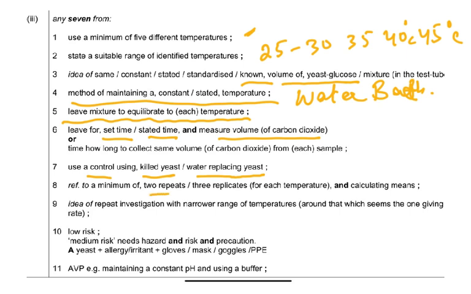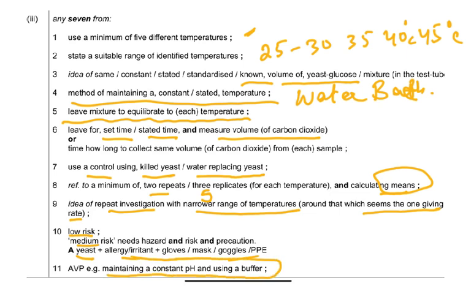Minimum, I don't like this. I say always repeat 5 times for each temperature and calculate the mean. That's the important word that you're supposed to be talking about. Repeat investigation with narrower range of temperatures around which seems the one giving the maximum rate. Then low risk or medium risk, I always say, because of the yeast and allergy, gloves and all that. Then you can use a buffer to maintain a constant pH. That is something that you can always write for enzyme practicals.